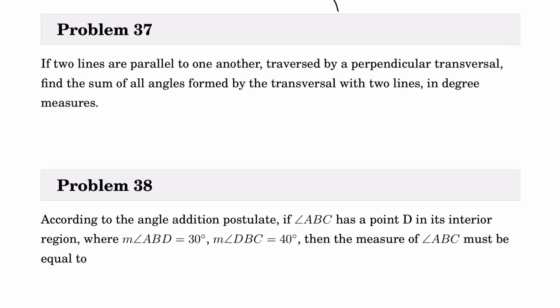Okay, so now we move on to problem 37. If two lines are parallel to one another, traversed by a perpendicular transversal, okay, so there will be a perpendicular transversal. So it will be perpendicular to one of those sides, but these two lines are parallel. Find the sum of the angles formed by the transversal with the two lines in degree measures. Find all angles. So I see. Find the sum of all angles formed by the transversal with the two lines. So in fact, I just need to take the sum of everything out here.